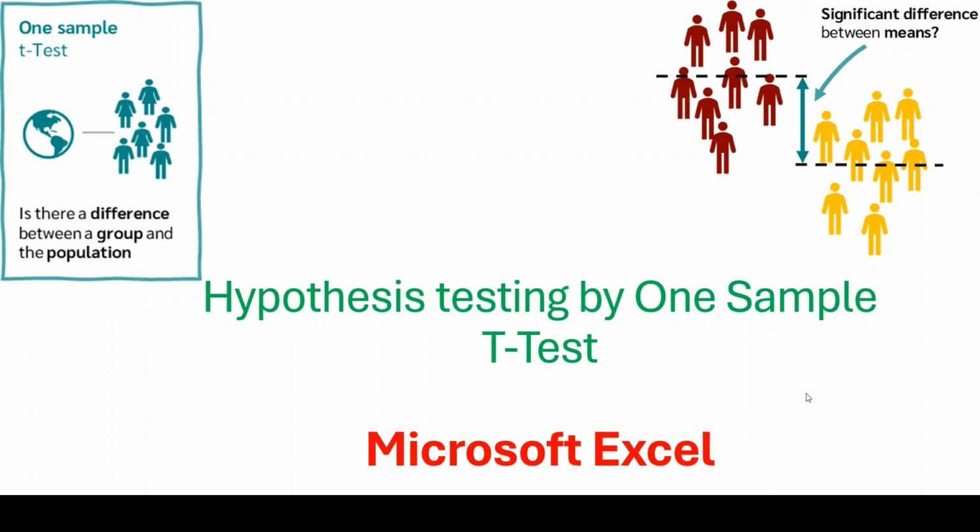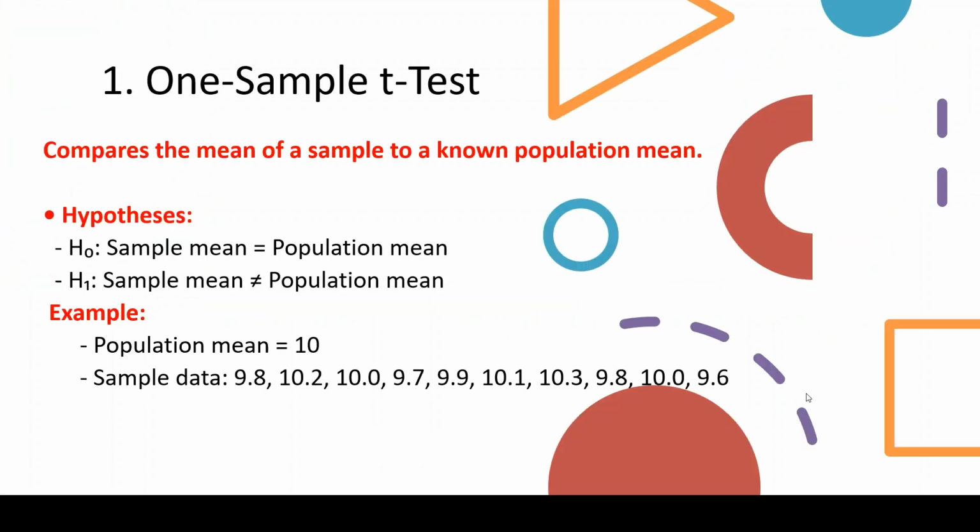Here we are looking for the difference between the sample mean and the population mean. We just want to compare the mean of a sample to a known population mean. Here we have only one sample data set. You can see the sample data: 9.8, 10.2, 10, 9.79. And the population mean is 10. We just have to see the difference between the sample mean and the population mean.